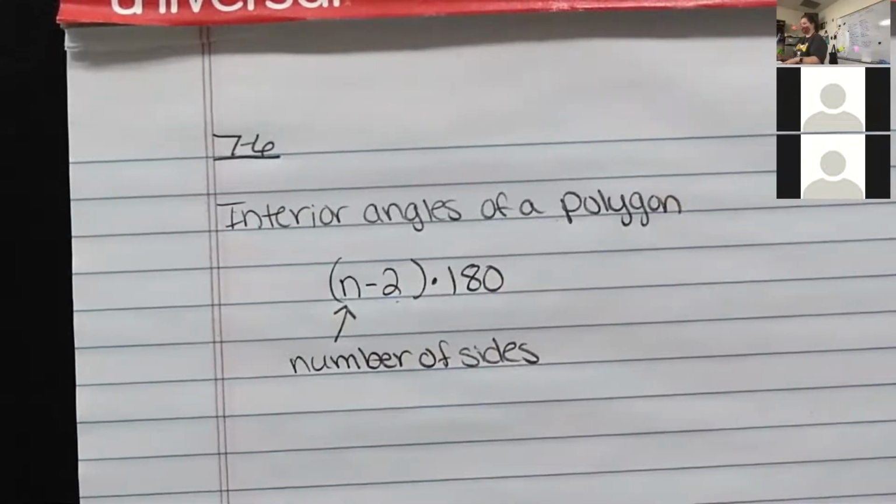What if there's 7? So if there's 7 sides, what's 7 minus 2? 5. Take that times 180. That'll give you how many degrees inside that polygon.